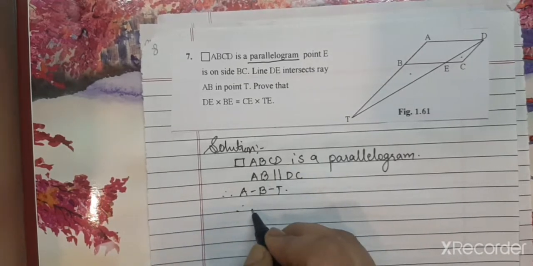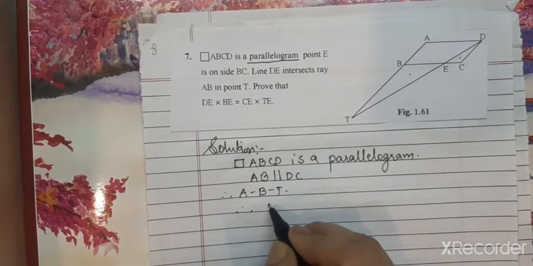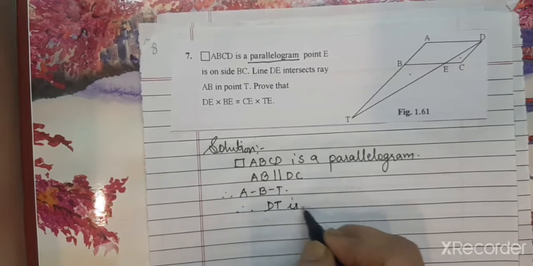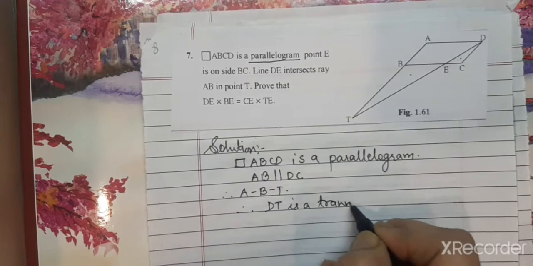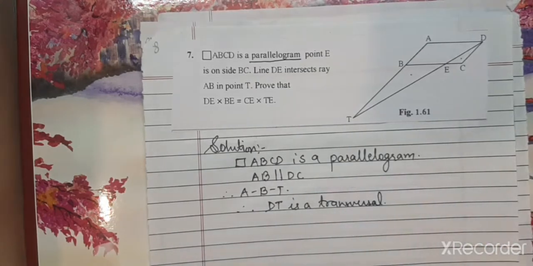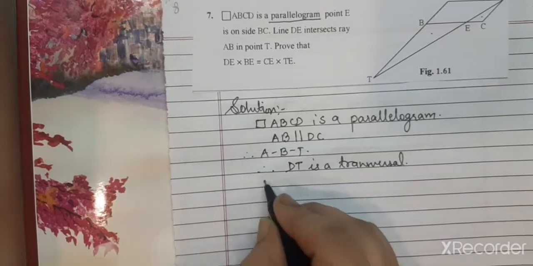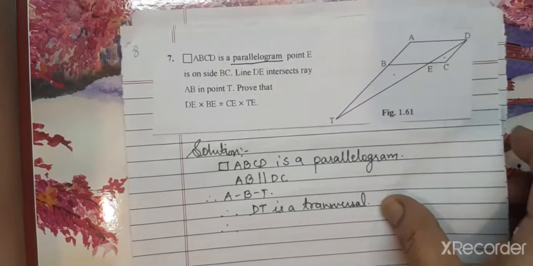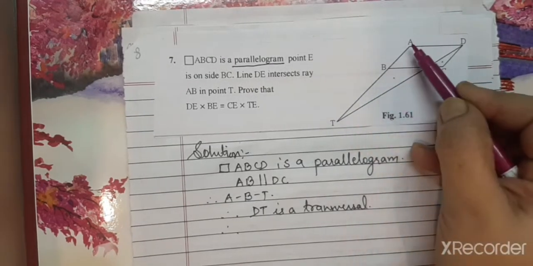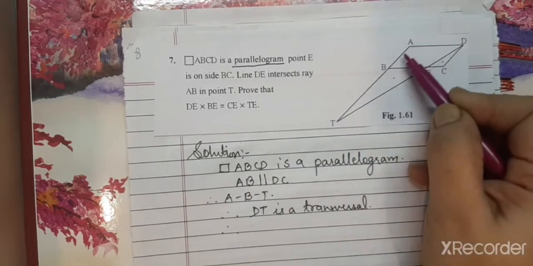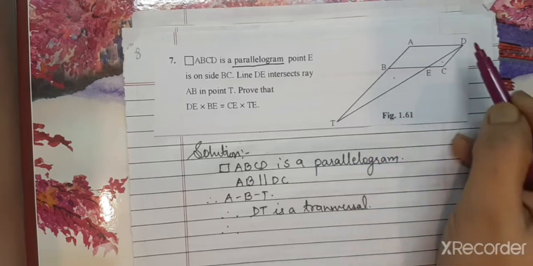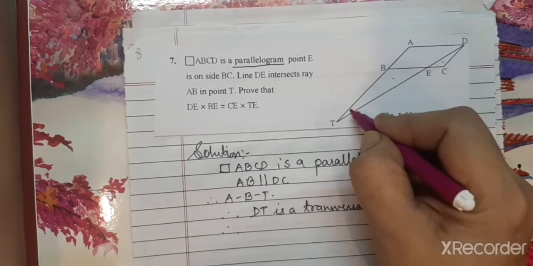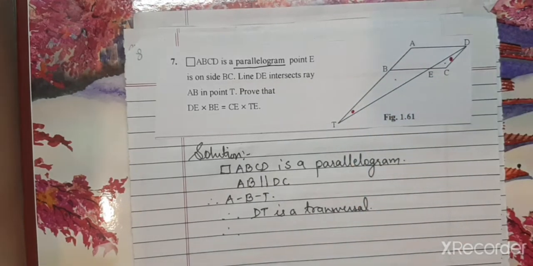Okay. Therefore, when DT is a transversal, we assume that DT is a transversal. Therefore, look at the figure: if AB is parallel to DT, then AT is also parallel to DC. And if this DT is a transversal, we can get these two as alternate angles.